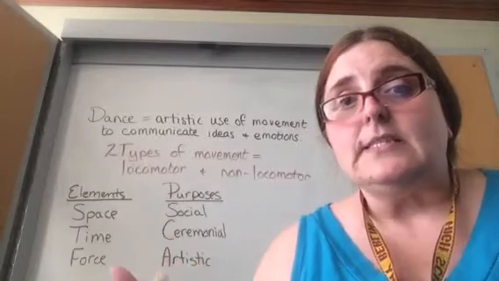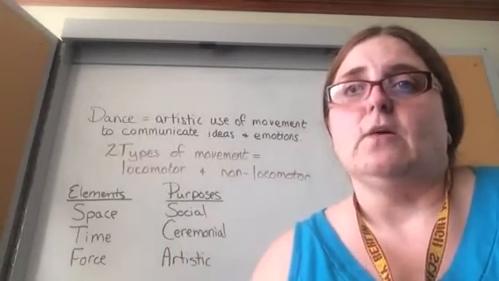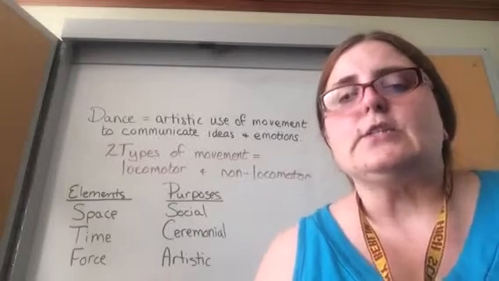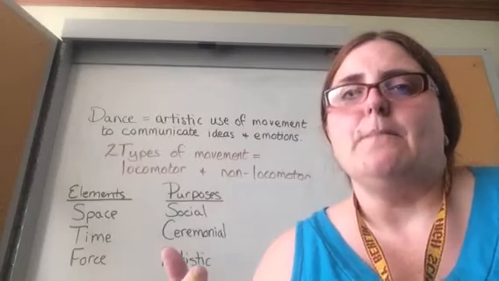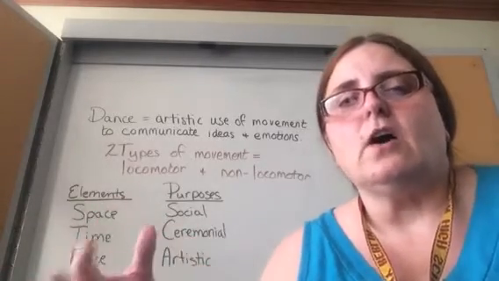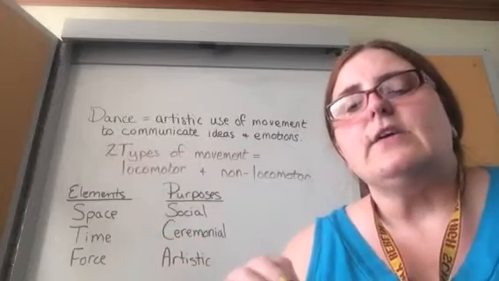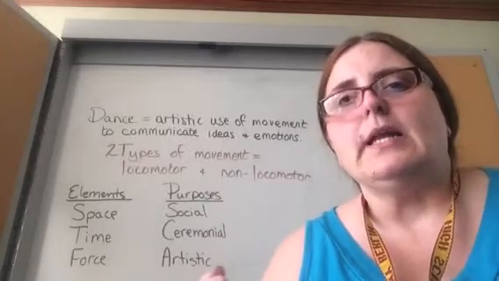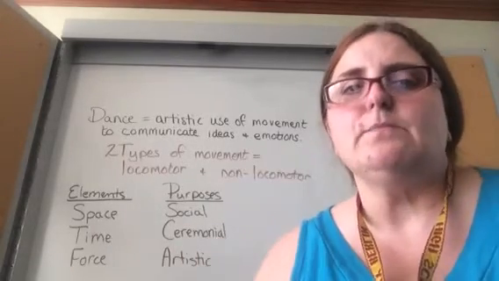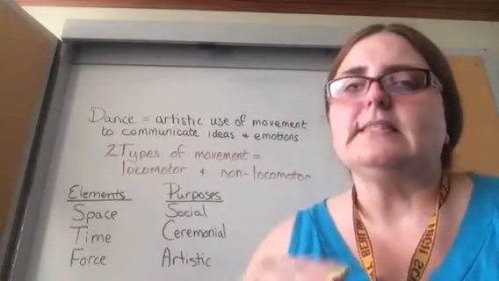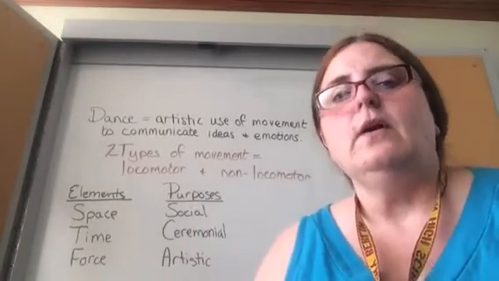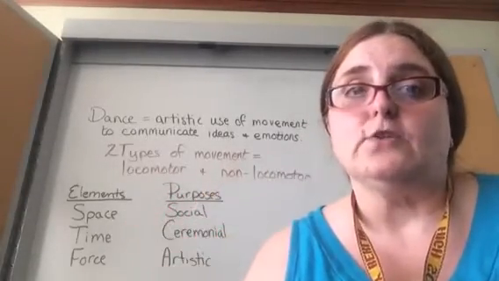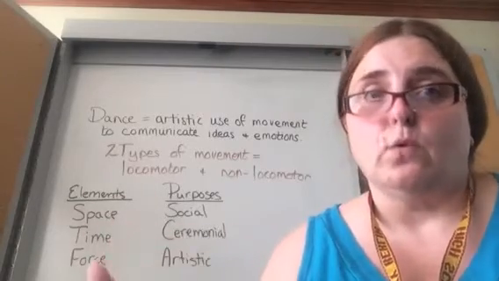And the third element of dance is force. Force is the last element. And when we're talking about force, we usually use descriptive words, adjectives like sharp, hard, soft, delicate, accented, and what we mean by force is how much energy is the dancer putting into a movement. Is it an accented movement? Is it a gentle movement? Is it smooth? Is it forceful? That's what we're talking about with force. So we'll be looking at those three things as we're watching video clips: space, time, and force.